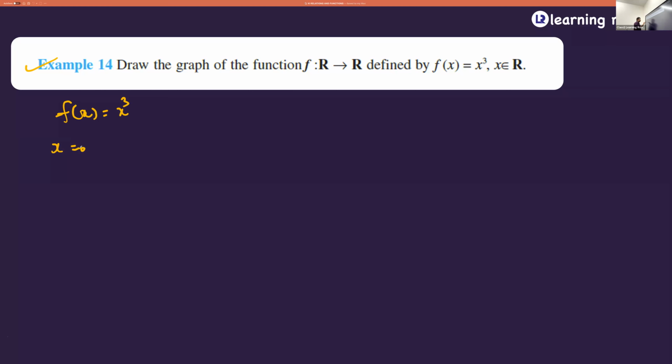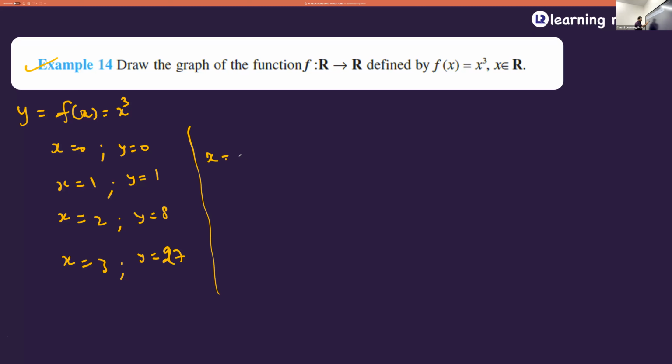When you put x is equal to 0, y is 0. So remember, this is y also. When you put x is equal to 1, you get y is equal to 1. When you put x is equal to 2, you get y is equal to 8. X is equal to 3, you get y is equal to 27. Suppose if I put x is equal to -1, I get y is equal to -1. If I put x is equal to -2, I get y is equal to -8. If I put x is equal to -3, I get y is equal to -27.